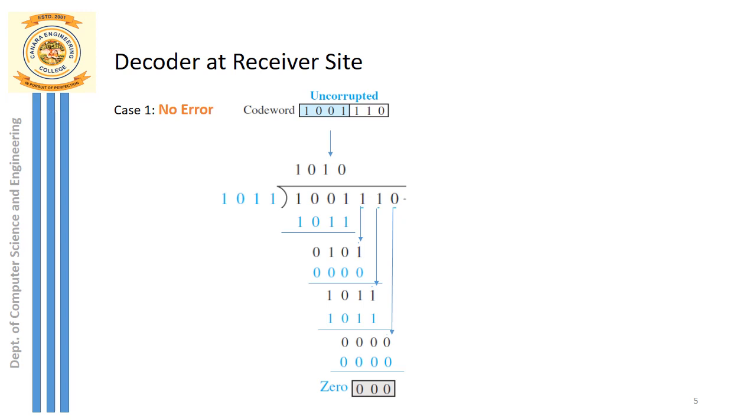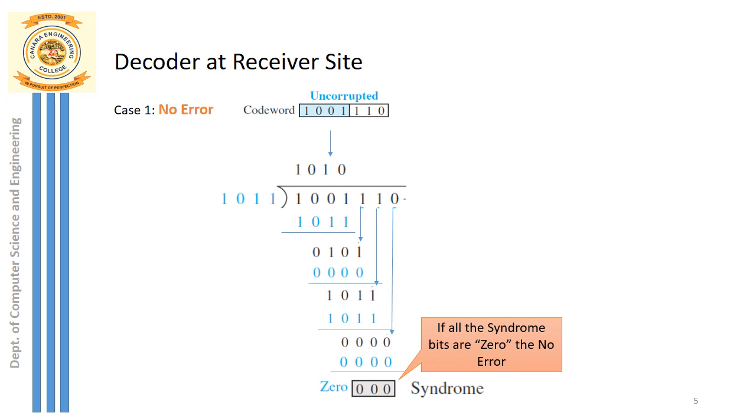Here the receiver receives the remainder of 3 bits, which are called syndrome bits. Since all the syndrome bits are 0, it decides that there is no error in the received code word. The receiver will extract the data word from the code word and it will be sent to the upper layer.